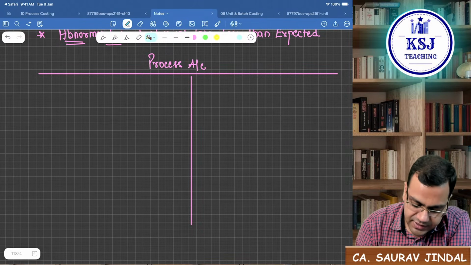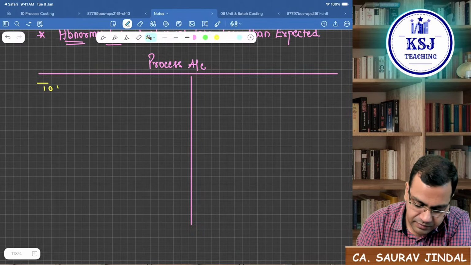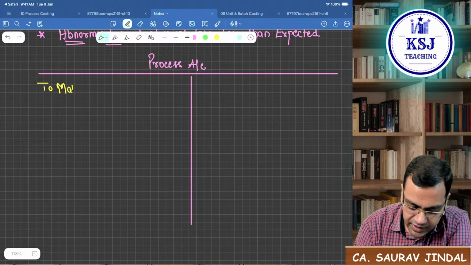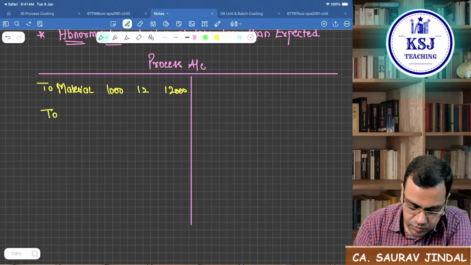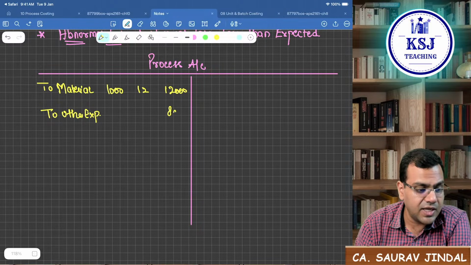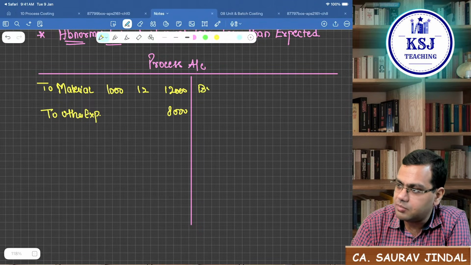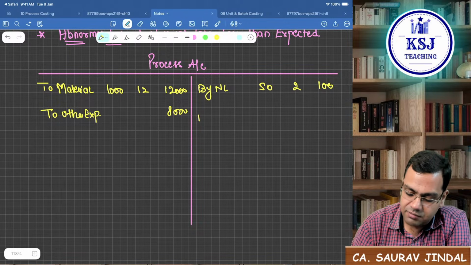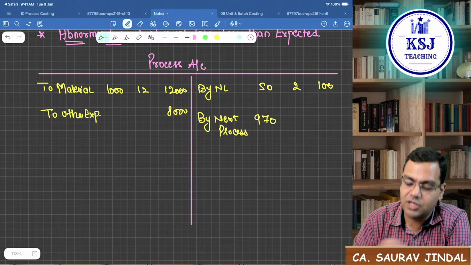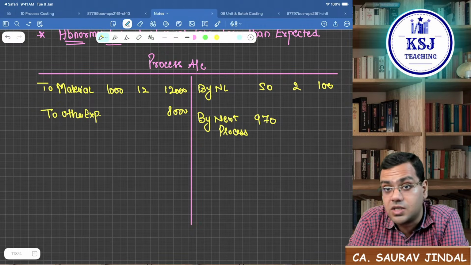Again, I'll take the same example. To material, 1000 units input at 12 rupees, 12,000. To other expenses, I'll take it as same, that is 8,000. Then by normal loss, 50 units, 2 rupees scrap, 100. By next process, it is 970 units which are being transferred to the next process now.